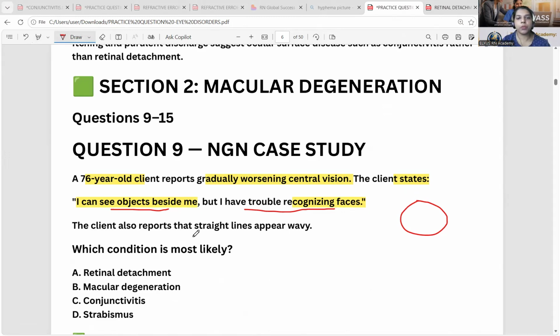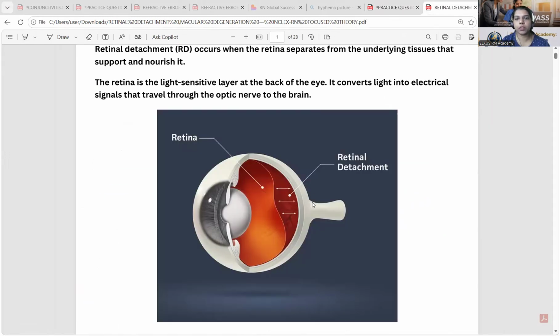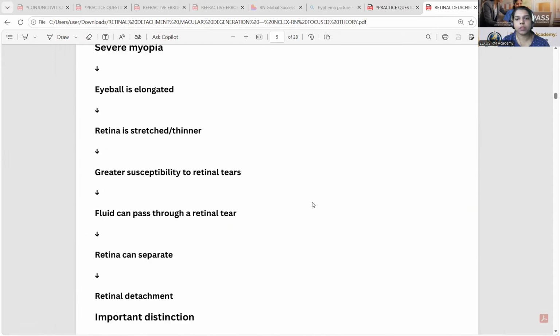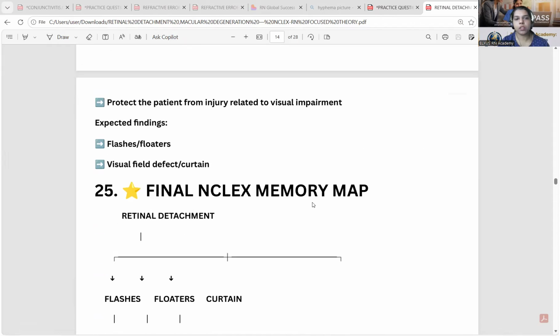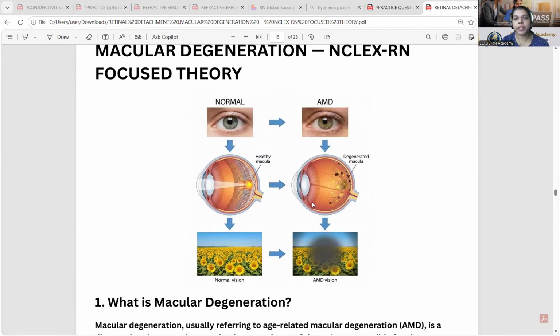Here the client is saying that he is not able to identify faces, and also he has the beside vision. So there is a loss of the central vision. What can be the expected diagnosis? Macular degeneration. See, this is the central portion of the retina. Here the macula is getting degenerated, so the client will lose the central vision.